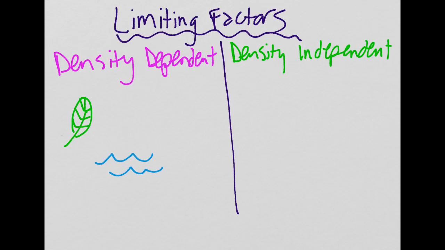Density-independent factors, on the other hand, it doesn't matter if there are 2 individuals in the population or 2 million. The chances of this killing off an organism is equal regardless of how many are in the population. These include things like poor weather or natural disasters, and things like vector-borne illness. So whether you get bitten by an infected mosquito doesn't really depend on everybody that's standing around you.